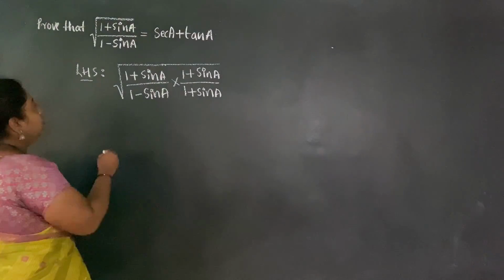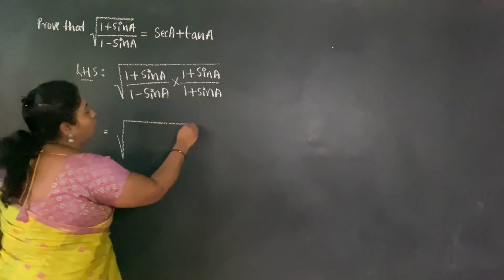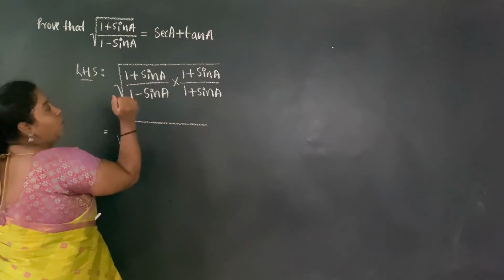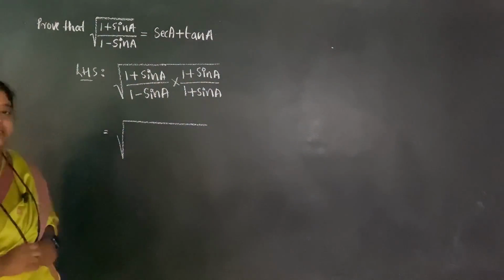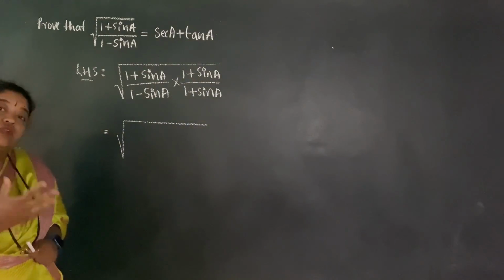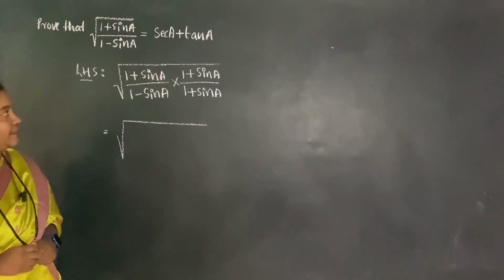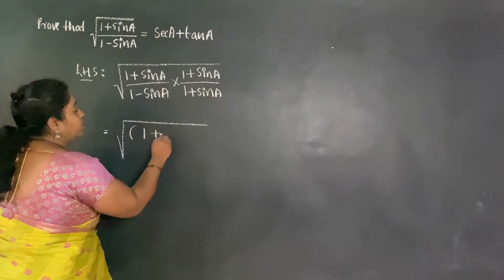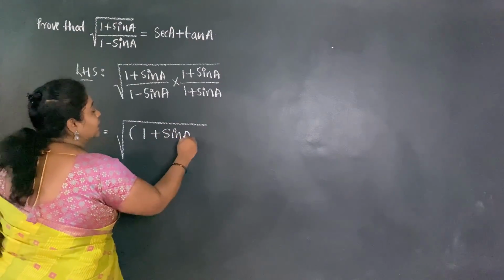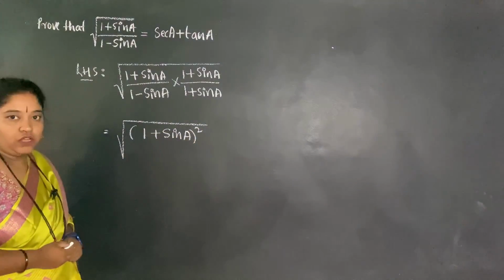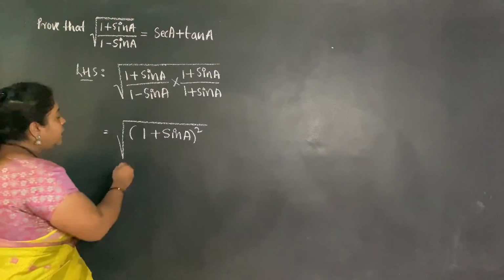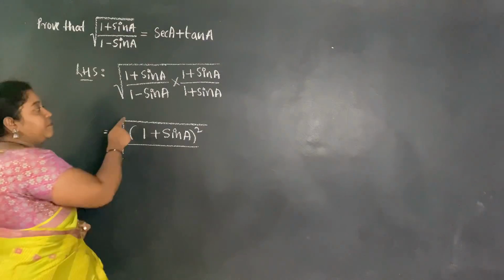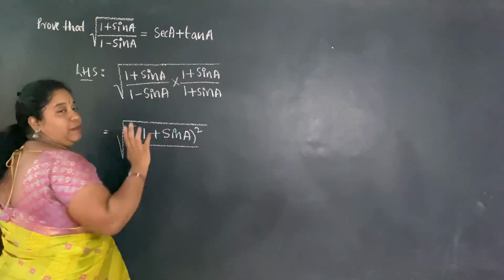Now, look at the board. See, root of, look at the denominator part, what we have. Denominator part, (1 plus sin A) into (1 plus sin A). 1 plus sin A, 2 times it is appearing, isn't it? (1 plus sin A) into (1 plus sin A) will become what? (1 plus sin A) the whole square. Is it not? (1 plus sin A) the whole square divided by, what is there in the denominator, dears? See, (1 minus sin A) (1 plus sin A).